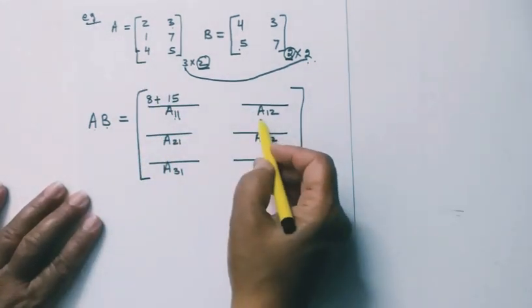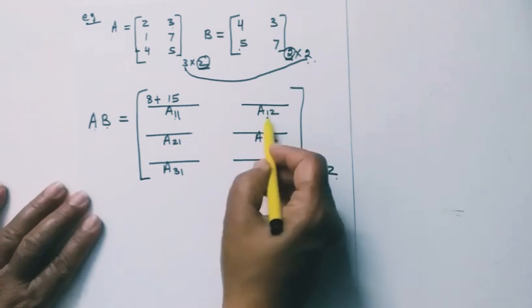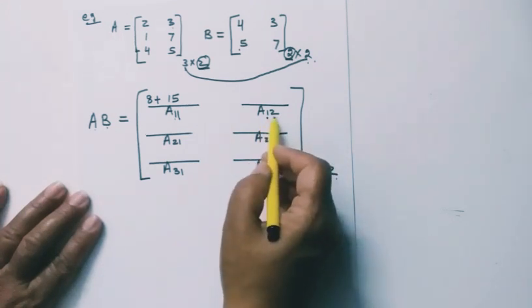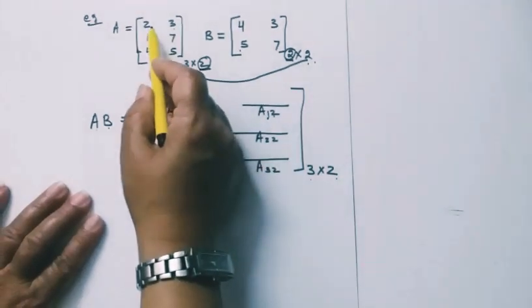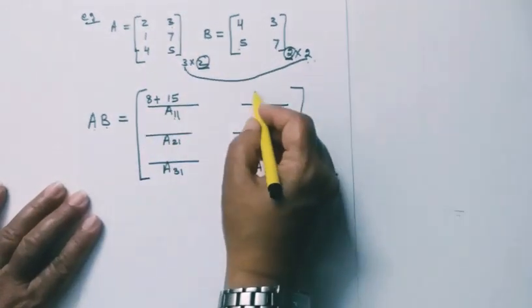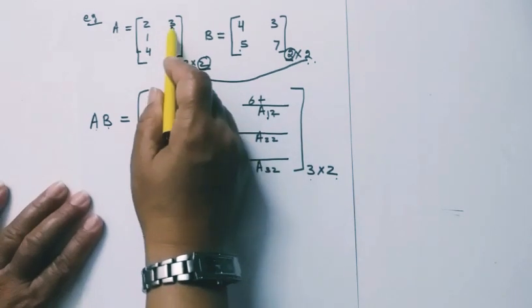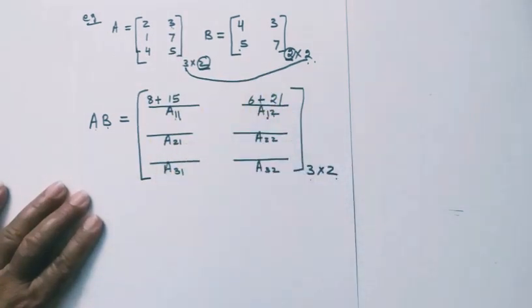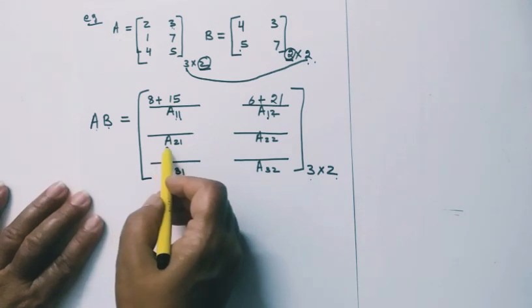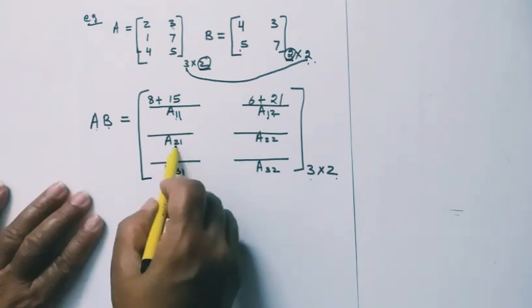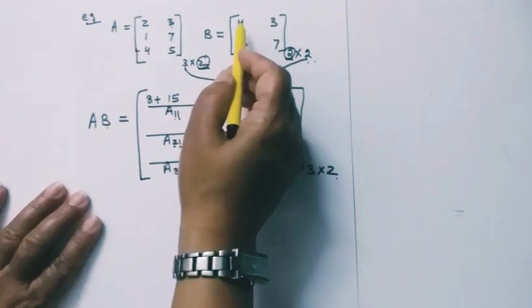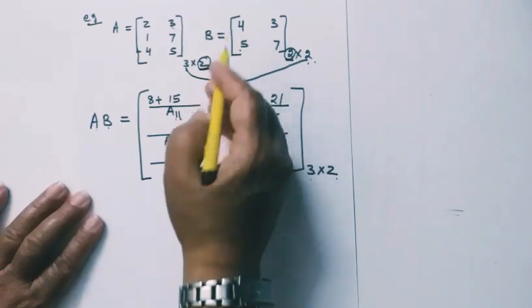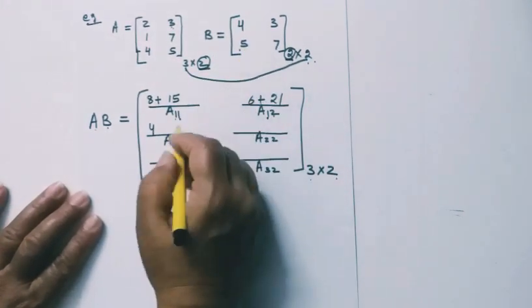To fill this element A12, you will take first row of matrix A and multiply it with second column of matrix B. First row of A, second column of B. So 2 into 3, that is 6, plus 3 into 7, that is 21. Similarly, to fill 21, you take second row of A, multiply it with first column of B, that is 1 7 is to be multiplied with 4 5. So 1 into 4 plus 7 into 5.